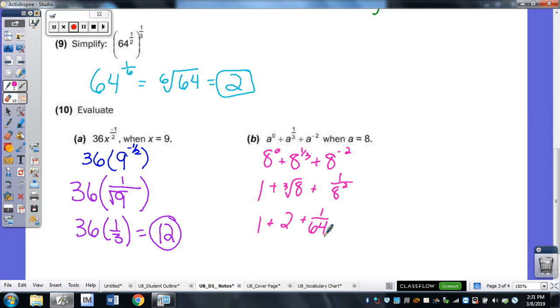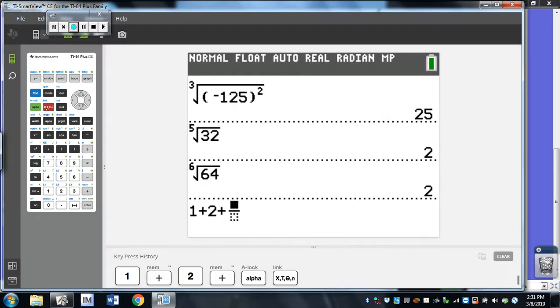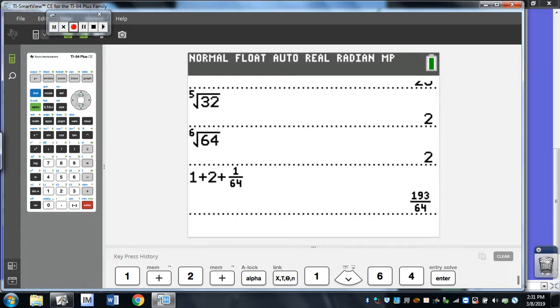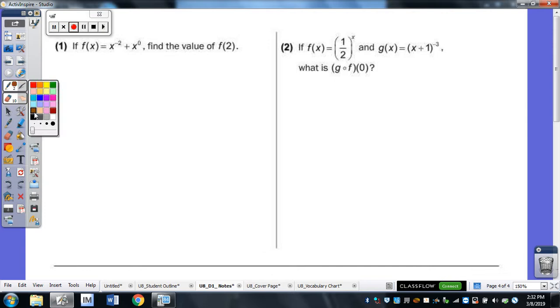So adding those together, you can use a calculator if you're not good with fractions. 1 plus 2 plus 1 over 64. 193 over 64. All right, 2 more examples.